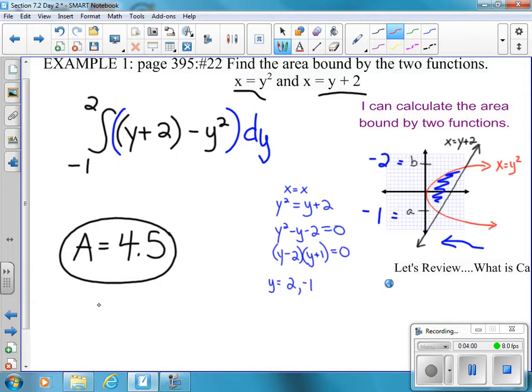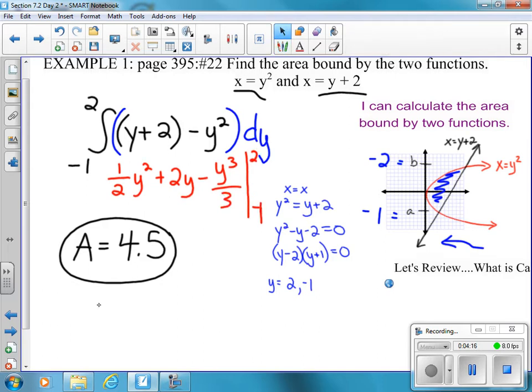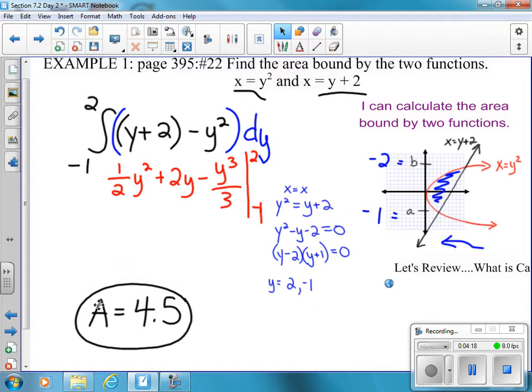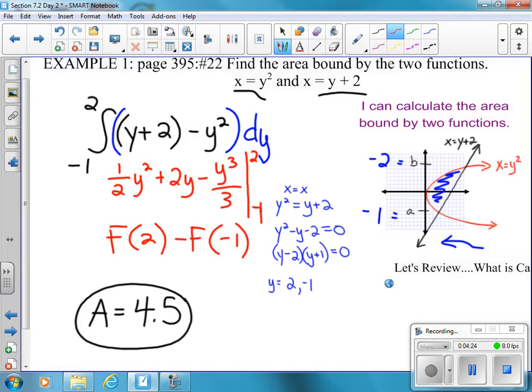And we can actually take the antiderivative, I won't do this whole thing, but 1/2 y squared plus 2y minus y cubed over 3, or 1/3 y cubed. And we take that going from negative 1 to 2. So the antiderivative at 2 minus the antiderivative at negative 1 should be equal to 4.5, and that's the area underneath that curve.